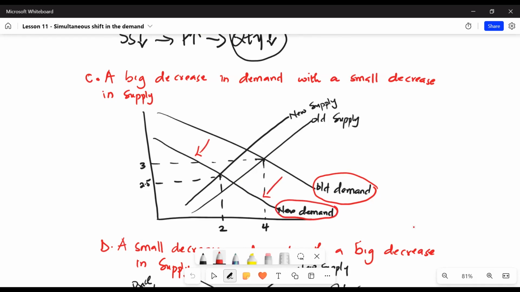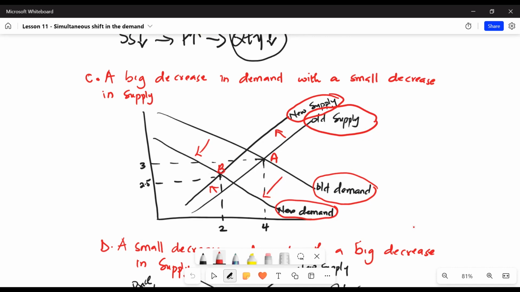Now, the same for supply. We start on our old supply curve, and if any factor in the market changes that reduces the supply of the good, it shifts us to a new supply curve. We start from equilibrium point A and move to equilibrium point B.